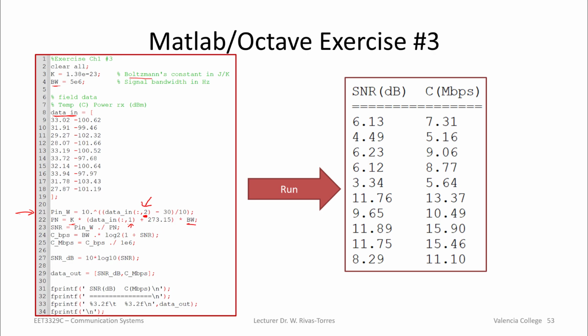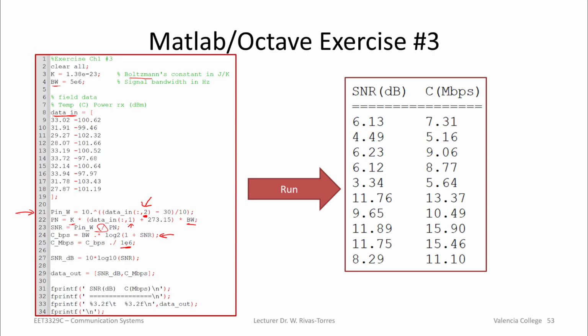Now the signal to noise ratio, everything so far is in watts. I have not converted to dB. So therefore, for the signal to noise ratio, I have to divide. Okay, so we divide here, and then here's where we're going to calculate it in bits per second. All right, notice that I called it in line 24 C equals C underscore BPS. BPS stands for bits per second. To convert it to megabits per second, I have to divide by 1e6. Okay.